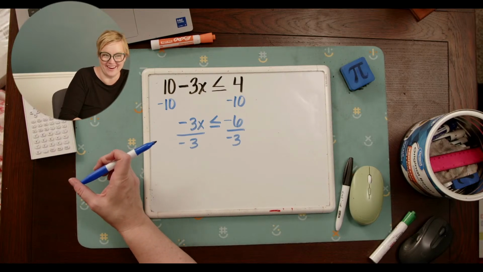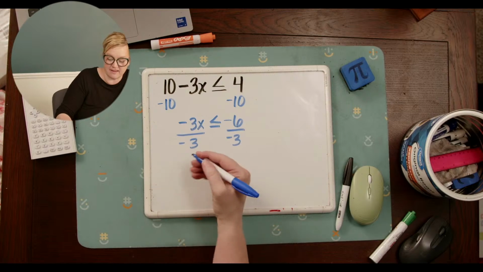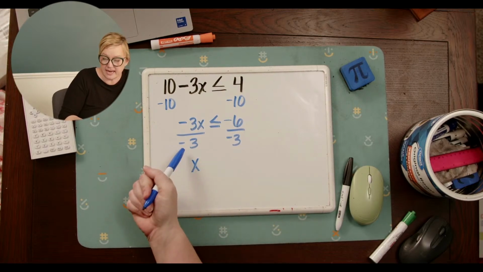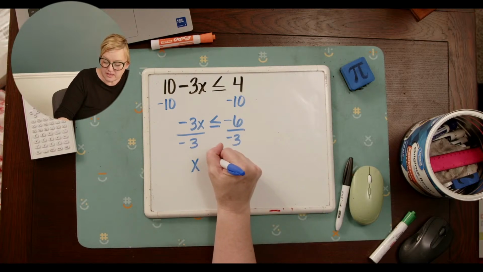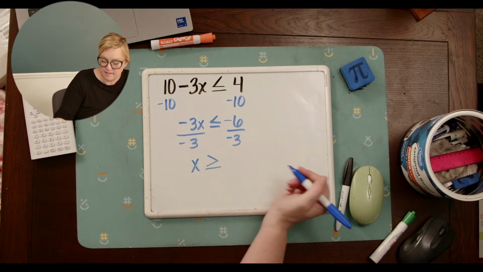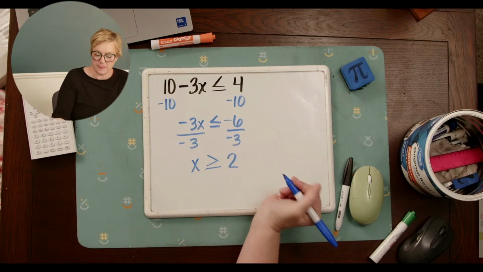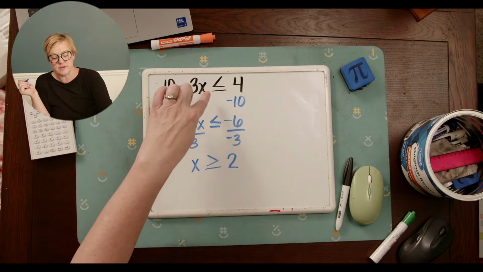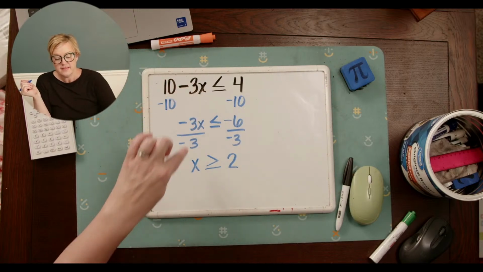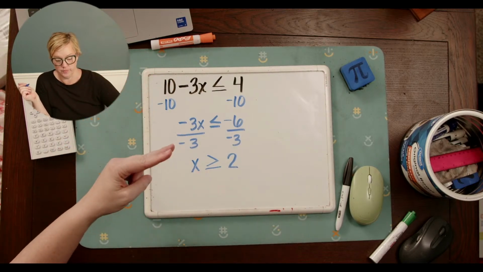Okay, Braden, glad I could help. So negative 3x divided by negative 3 is going to give me x. Now, since I divided by a negative, I've got to flip that sign. So I'm just going to change the direction. And then negative 6 over negative 3 is positive 2. So if 10 minus 3x needs to be less than or equal to 4, then x has to be greater than or equal to 2.